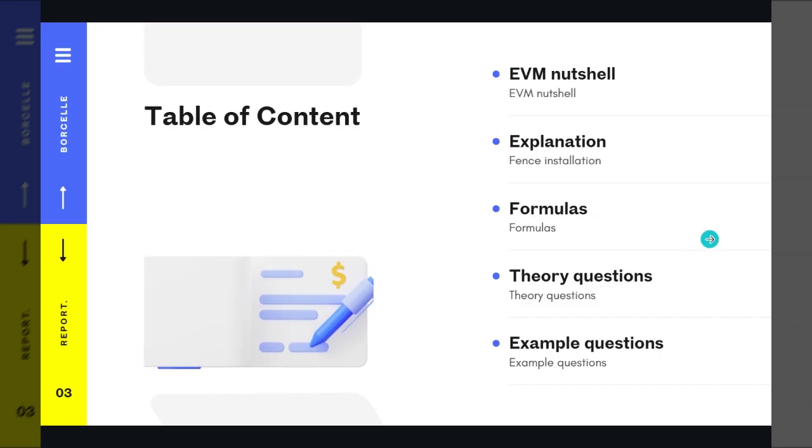To give you a brief of what I'm going to be talking about: in a nutshell, what EVM means, some explanations, some formulas, some examples of theory questions, as well as some examples of calculation questions.